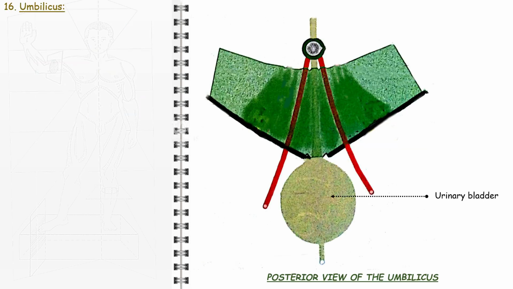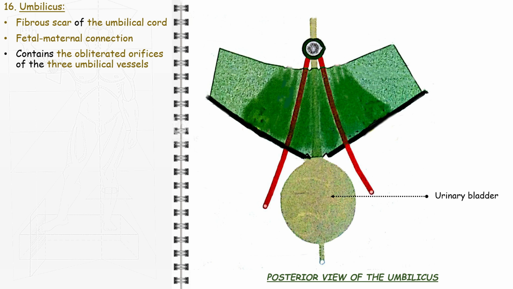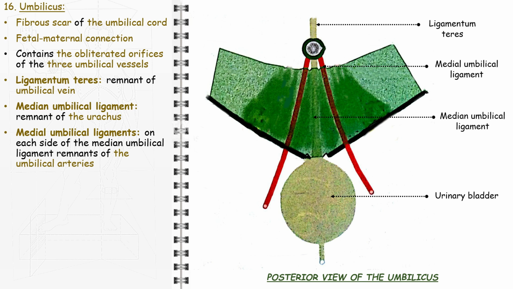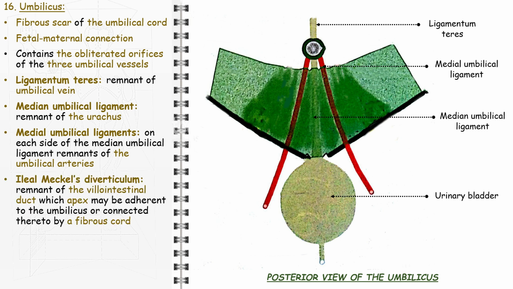The umbilicus is the circular 4 mm wide fibrous scar of the umbilical cord, the fetal-maternal connection. It contains the obliterated orifices of the 3 umbilical vessels. The ligamentum teres is the remnant of the umbilical vein. The median umbilical ligament is the remnant of the urachus. The medial umbilical ligaments, on each side of the median umbilical ligament, are remnants of the umbilical arteries. The ileal Meckel's diverticulum is the remnant of the vitellointestinal duct, whose apex may be adherent to the umbilicus or connected thereto by a fibrous cord.